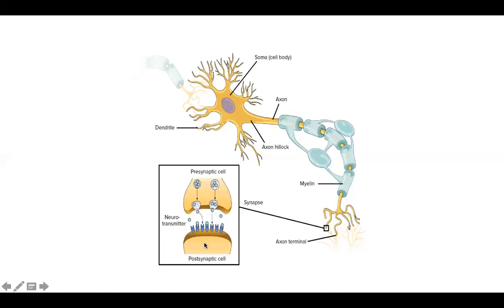Then on the dendrites, so here's the dendrites up here, right? But of the postsynaptic cell, there are structures called receptor sites. And the neurotransmitters will then bind onto the corresponding receptor site, okay? I'll talk about the specific neurotransmitters shortly, but that will then cause either an excitatory response, meaning that the next neuron will fire, or an inhibitory response, meaning that it won't fire.